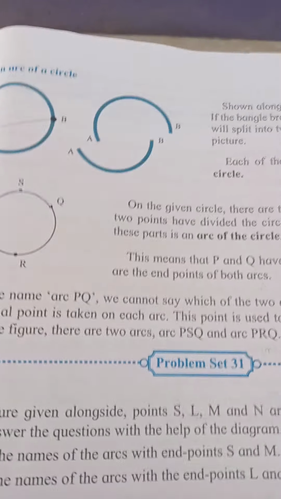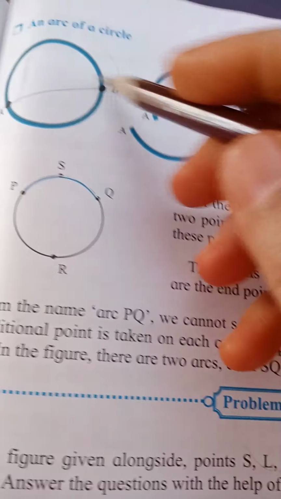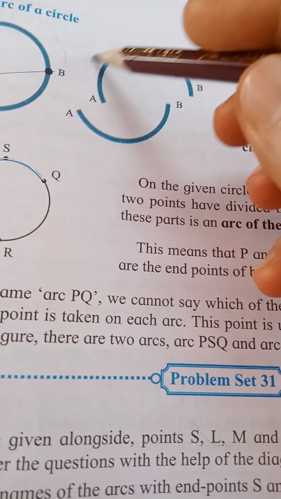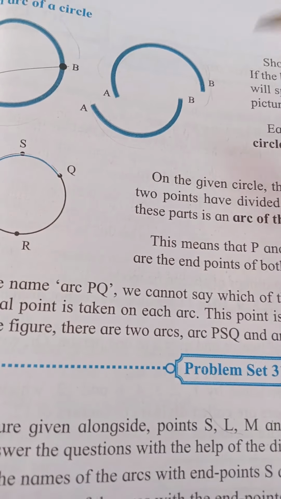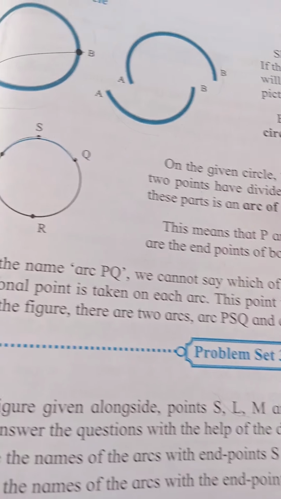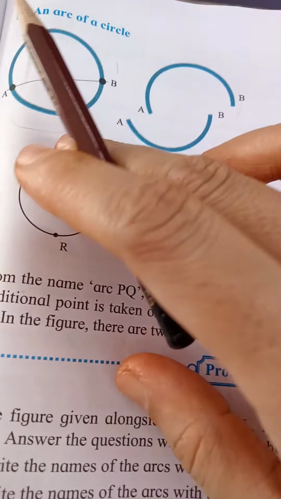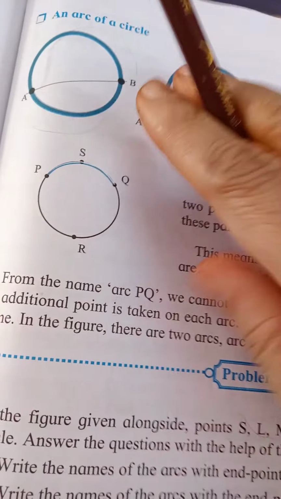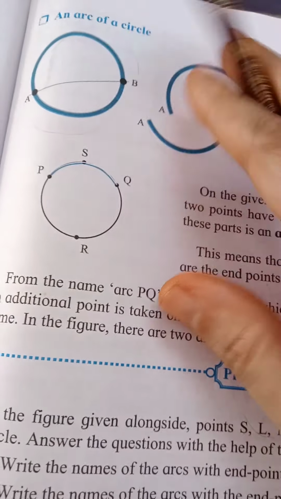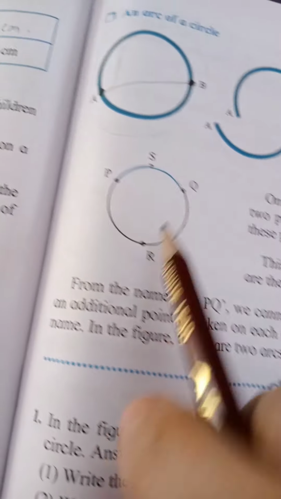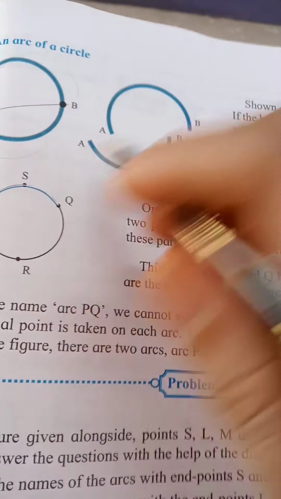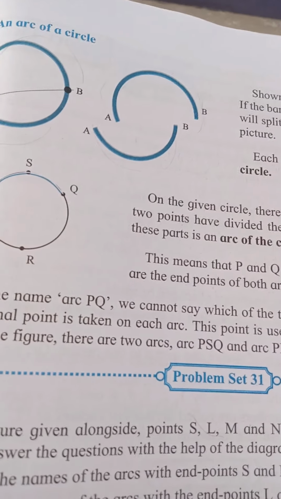What is an arc? See here, this form is called an arc. This figure shows a plastic bangle. If we break this bangle, we get two arcs, like A, B. So each of the parts is an arc of a circle.